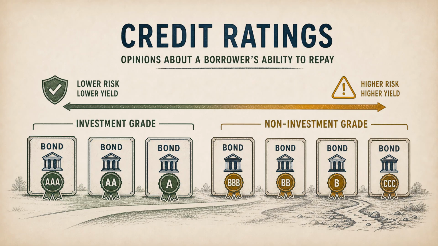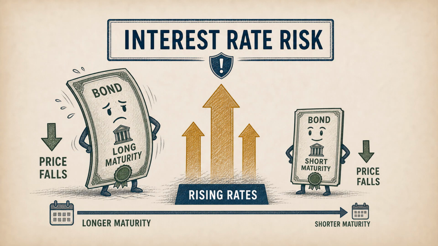Credit ratings try to summarize default risk. They are opinions about a borrower's ability to repay. Higher-rated bonds are often called investment grade. Lower-rated bonds may offer higher yields, but that higher yield is compensation for taking more credit risk. Even if a borrower is financially strong, a bond can still lose market value before maturity.